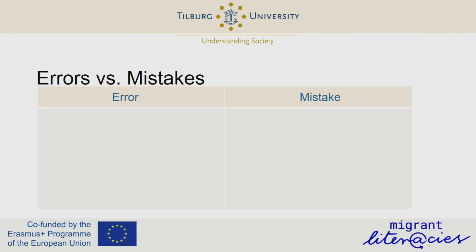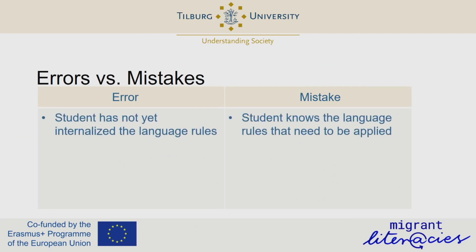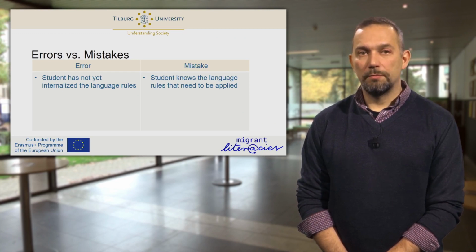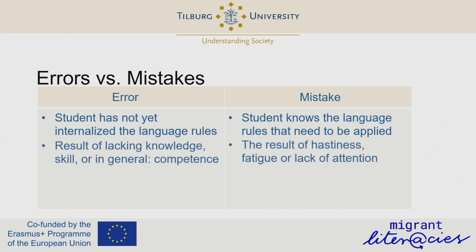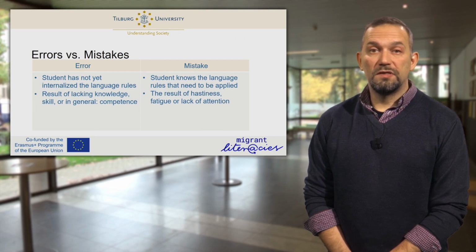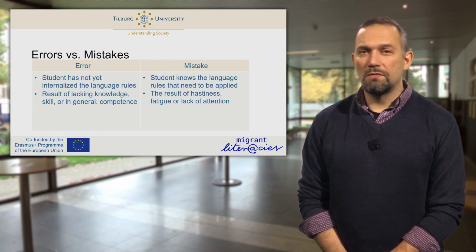What's the difference between an error and a mistake? Well, if we take it as such, in an error we can think that a student has not yet internalized the language rules. In a mistake instead, we could think that a student knows the language rule that needs to be applied. It just slipped. Second, we could say that an error is a result provoked by a lack of knowledge, or by a lack of skill, or in general, by a lack of competence. In the case of a mistake instead, the result can be hastiness, fatigue, or simply lack of attention because it's not the right day.